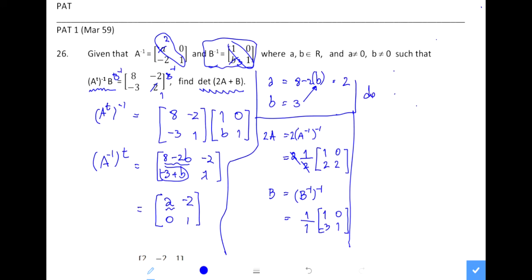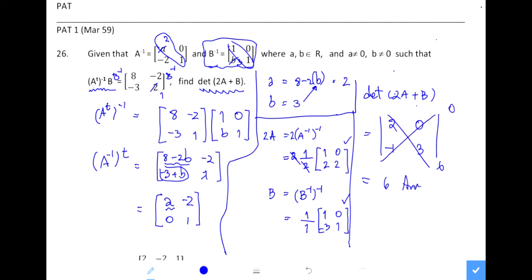So you want to find det of 2A plus B. That will be equal to the det of the sum of this matrix and this matrix. So you find the sum of them. It goes like 1 plus 1 is 2, 0 plus 0 is 0, 2 plus negative 3 is negative 1, and 2 plus 1 is 3. You find the determinant of it. Cross down is 6, cross up is 0, so 6 minus 0 is 6. And that's your answer for problem 26, PAT1, March 59.